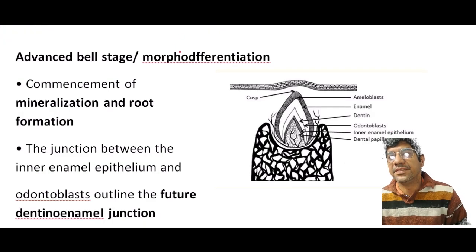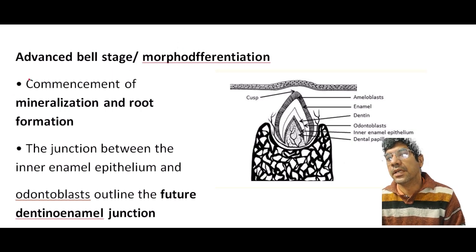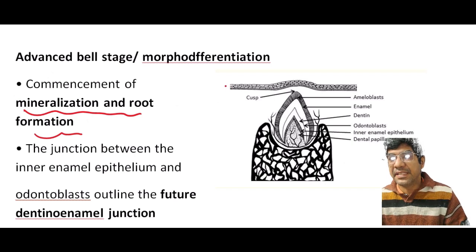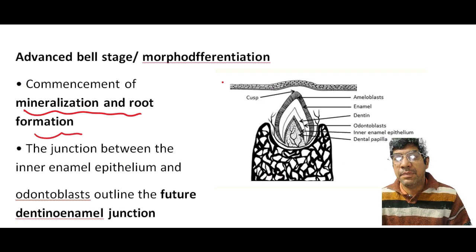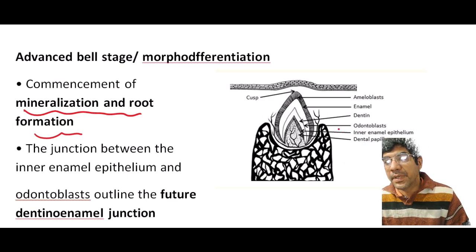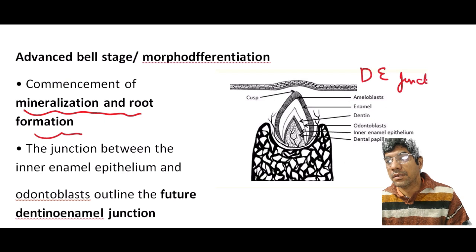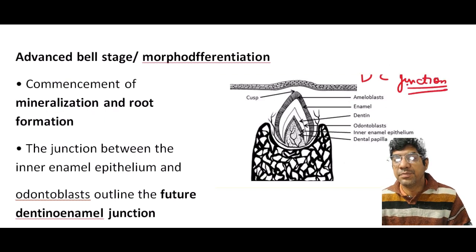Next comes the advanced bell stage. The advanced bell stage marks the beginning of mineralization and root formation in the teeth. At this stage, something important happens. The boundary between the inner enamel epithelium, which eventually becomes ameloblasts, and odontoblasts outlines what we call the future dentino-enamel junction. What happens next? The first dentine formation begins at the future dentino-enamel junction, primarily in the area where the future cusp will be located.